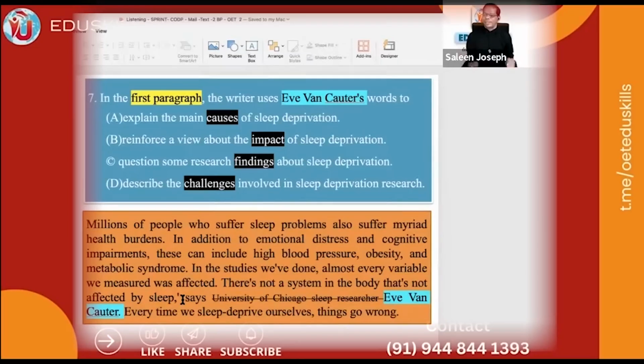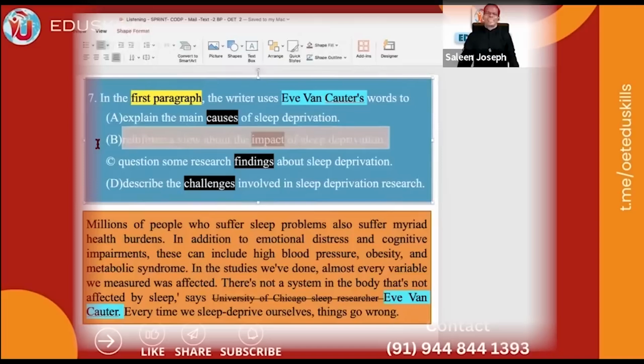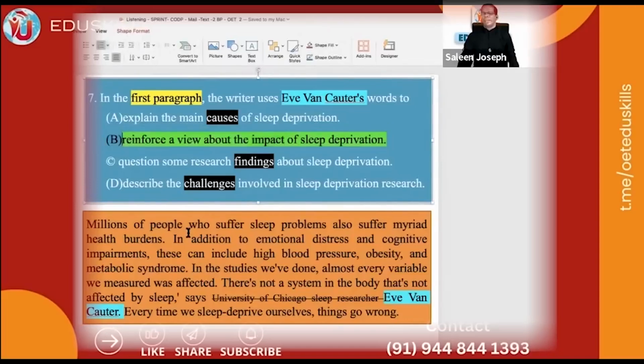There is not a system in the body that is not affected by sleep deprivation. That means that is the impact, the effect of sleep deprivation. With that very concept, what do you understand? What could be the answer? B. Reinforce a view about the impact of sleep deprivation. Yes, definitely. See how beautifully you can easily identify the things.